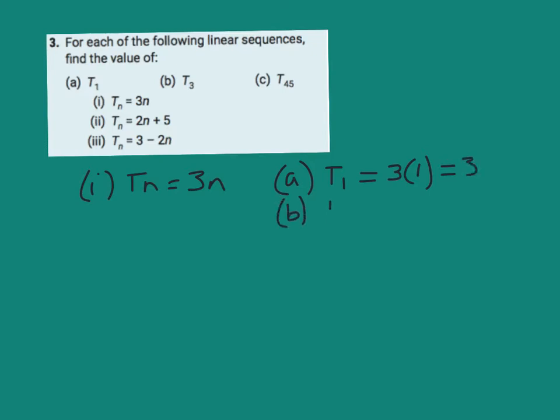Then I had to do T3. So again, I'm just using this formula here that they've given me. I'm going to replace the n in that formula with 3, and I get 9.